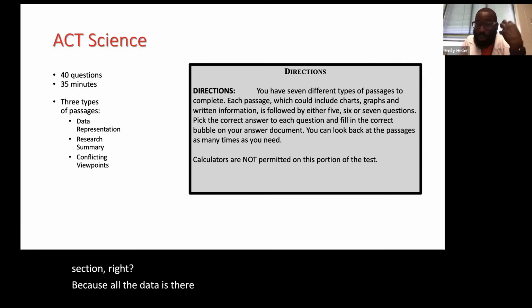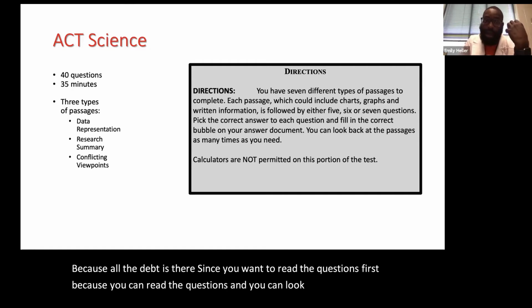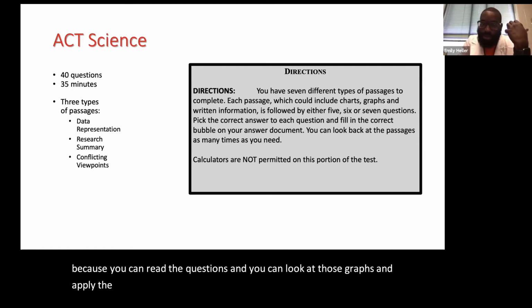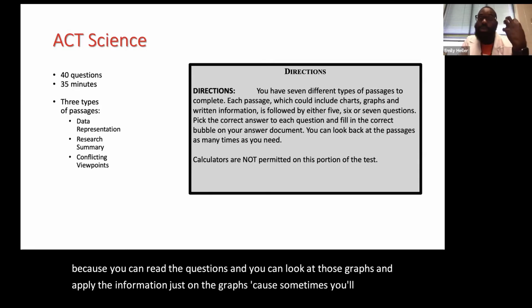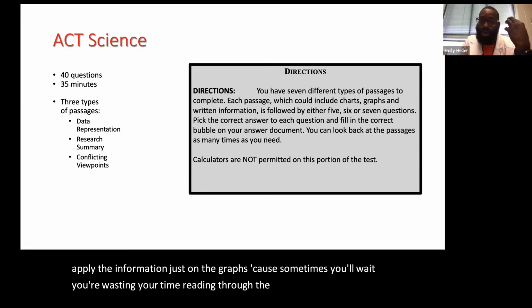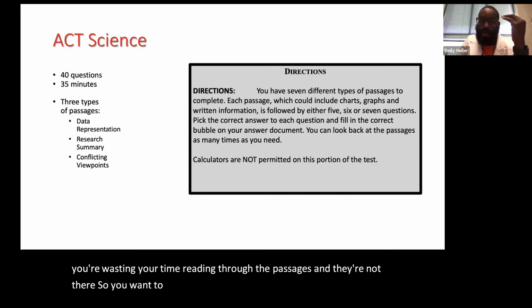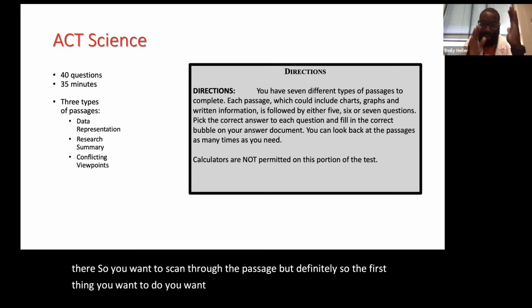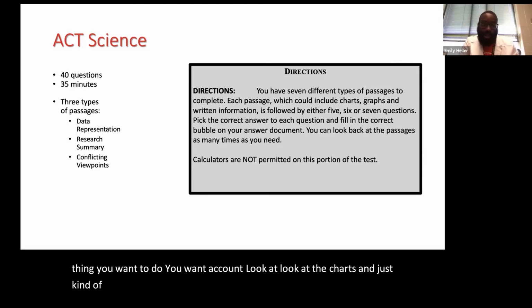Essentially, you want to read the questions first, because you can read the questions and you can look at those graphs and apply the information just from the graphs. Because sometimes you'll waste your time reading through the passages and the answers are not there. So you want to skim through the passage, but definitely the first thing you want to do is look at the charts and analyze the charts, and then read the questions.